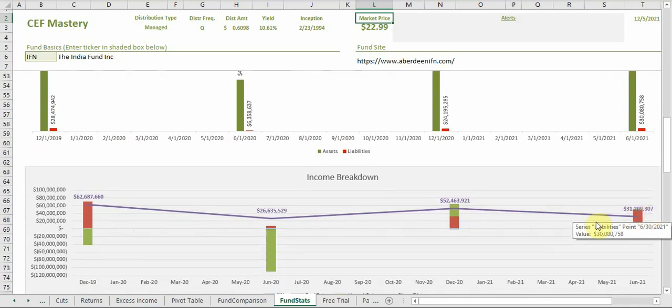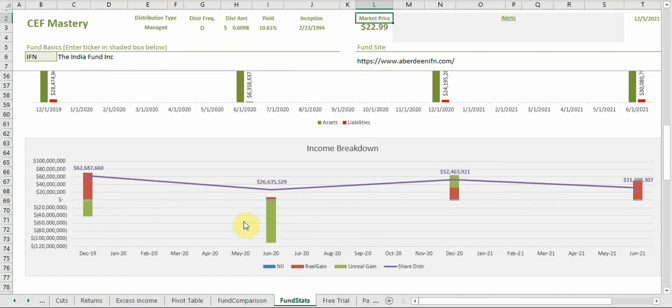Further down still is the income breakdown. This particular chart shows all the fund's income sources in relation to the distribution paid out. The income sources usually consist of net investment income, which is normally dividends or interest received by the fund, realized gains, which are profits or losses that are realized at the sale of securities, and unrealized gain or loss, which are securities still held that have a lower or higher market value from their original cost basis, and of course the shareholder distribution.